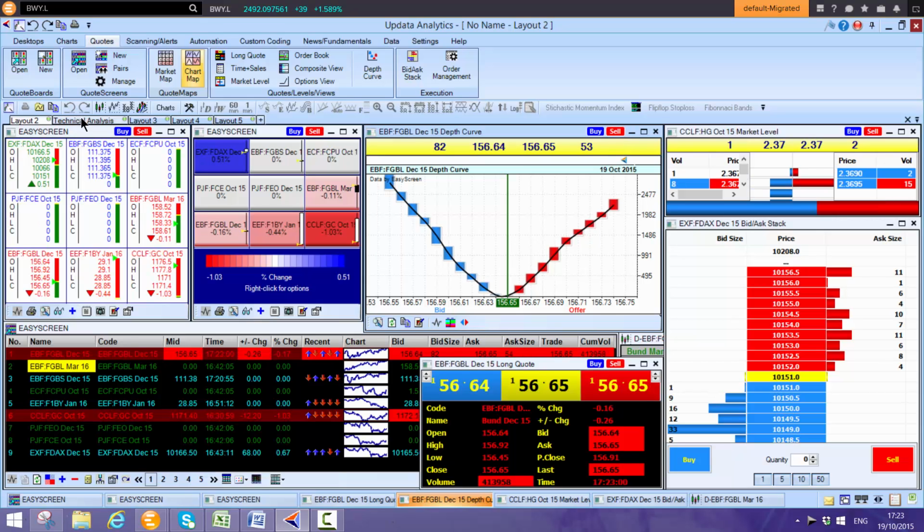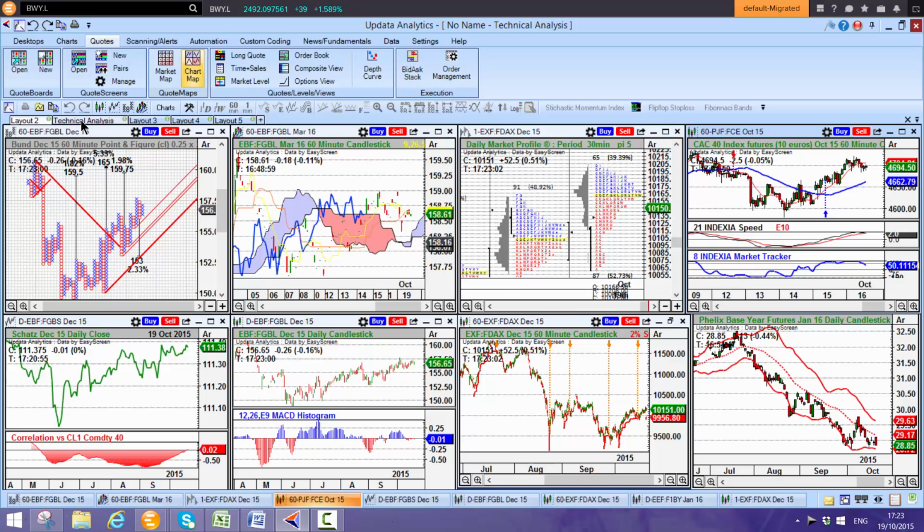But of course the most powerful thing about Updata that more and more people use globally, we have traders in over 60 countries running the Updata platform, and this year was voted the best technical analysis platform for the 4th year running. So against a lot of different competition like Bloomberg, Reuters, CQG, Updata came out top again as the best technical analysis system.